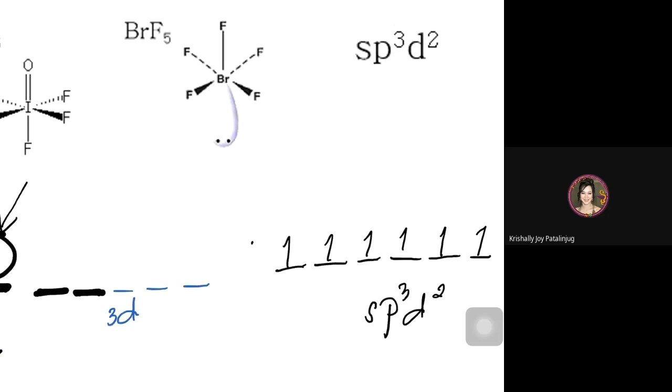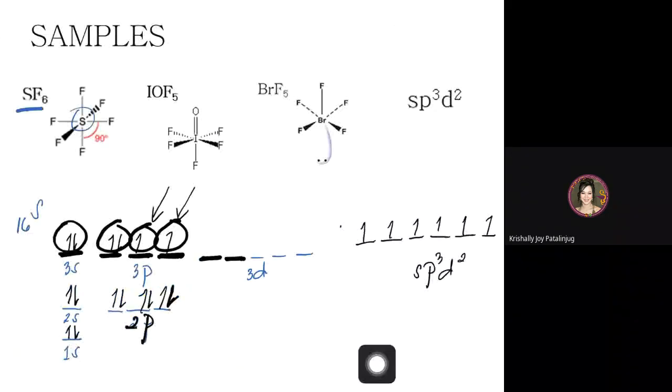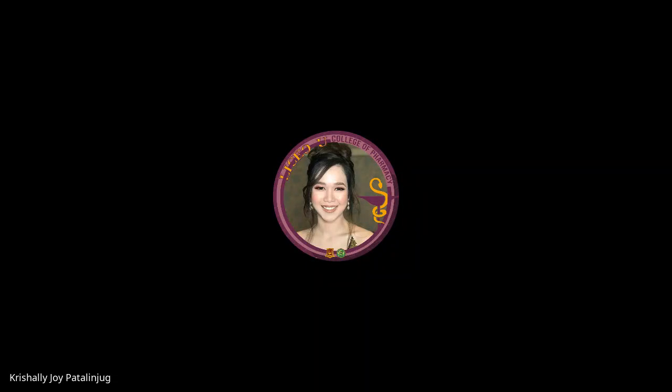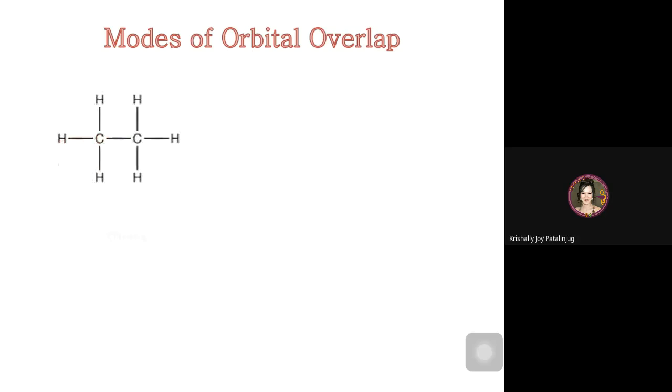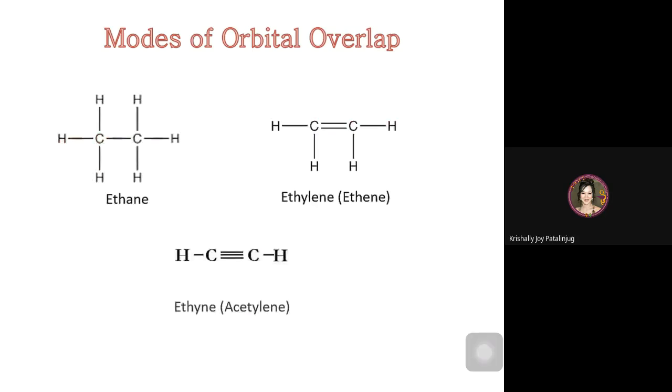So that is the explanation of the formation of covalent bonds in the molecule of sulfur hexachloride. This time we will learn the difference using the following molecules: ethane, ethylene, and acetylene. We will be discussing two modes or ways of orbital overlapping. And since there are two modes, that will also result in two types of covalent bonds. So let's start first with the molecule of ethane.